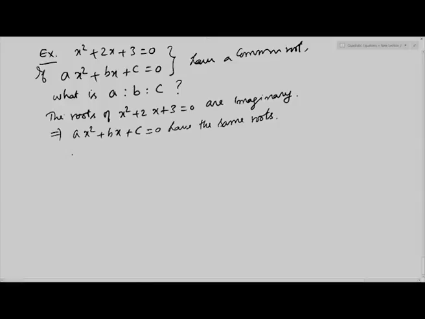So, therefore, what we have is a by 1 is equal to b by 2 equal to c by 3. So, therefore, a is to b is to c is equal to 1 is to 2 is to 3.